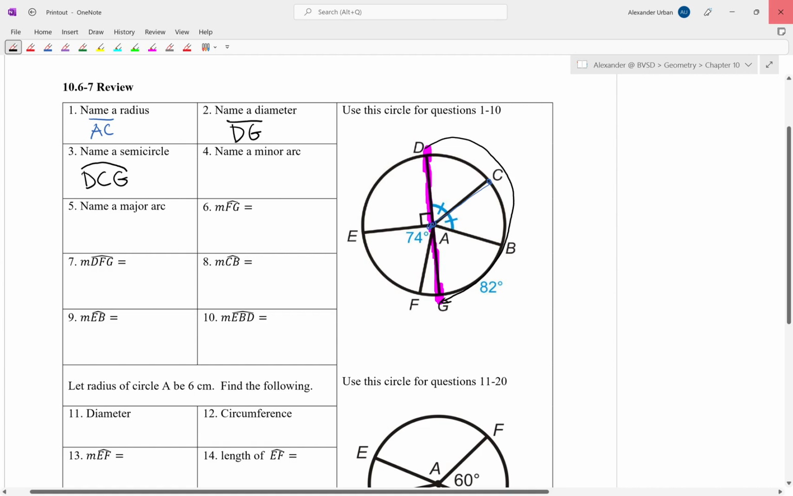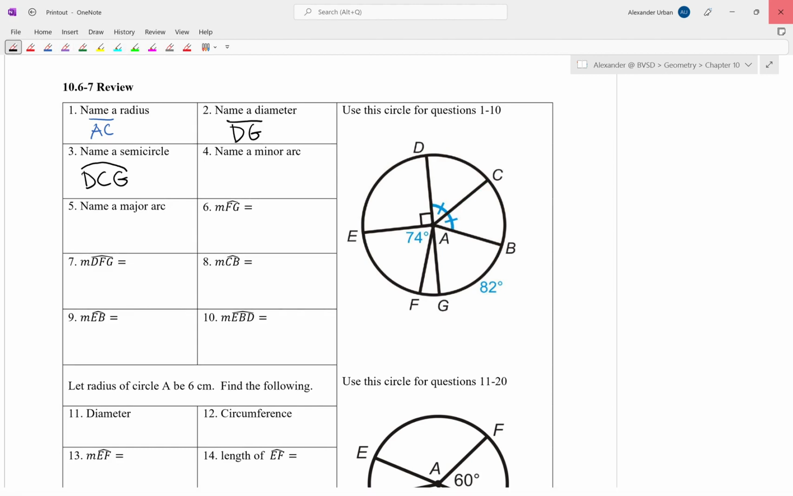Number 4 is a minor arc. So in this case here, I'm gonna use the idea of going from D to F. So I'm gonna highlight it so you guys can see it. I'm gonna go from D all the way to F, and this is the shortest route. So this is what makes it a minor arc. It's the shortest or the fastest route. So D to F is the fastest route.